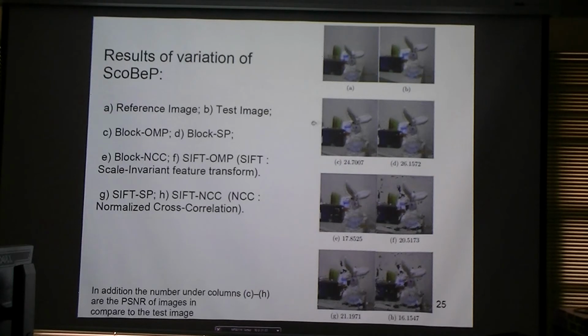You can see, for example, this one is a reference image with the test image, and we use the block and OMP here, block and subspace pursuit here. In our results, using the block and the subspace pursuit gave the best quality and best PSNR.